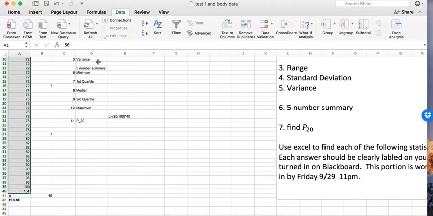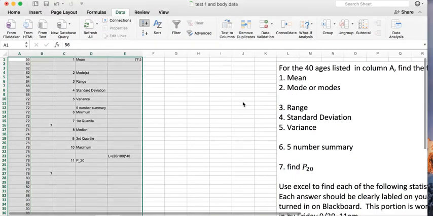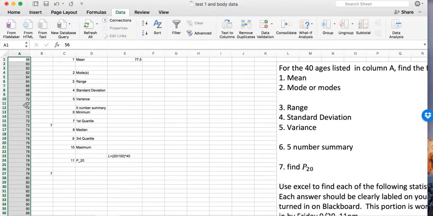So it's already been sorted, but I want to show you. You'll go to data and then to A to Z if you want to sort it. So now it is sorted. And that makes it easier to find the modes.